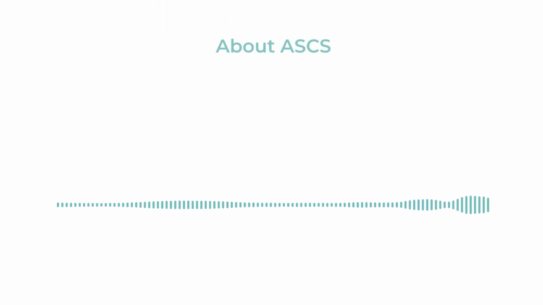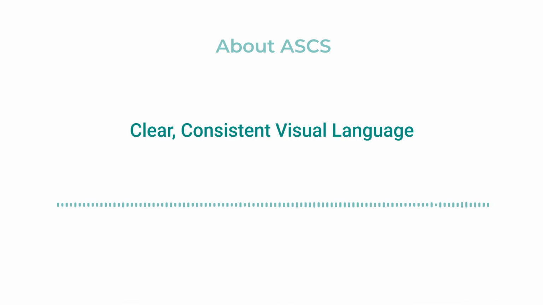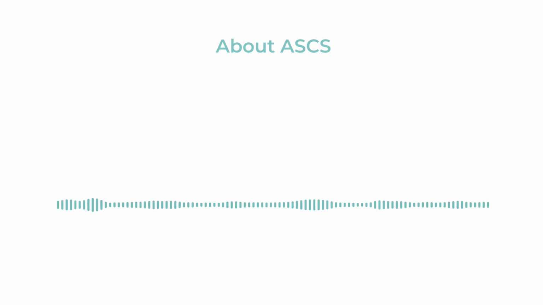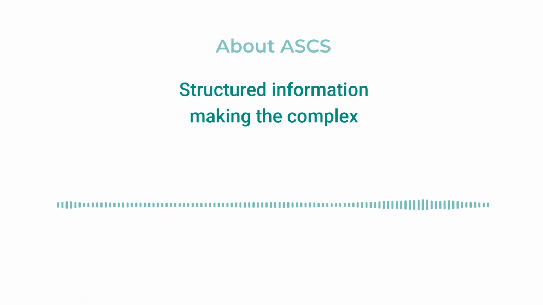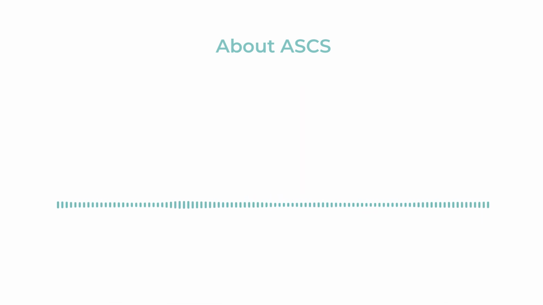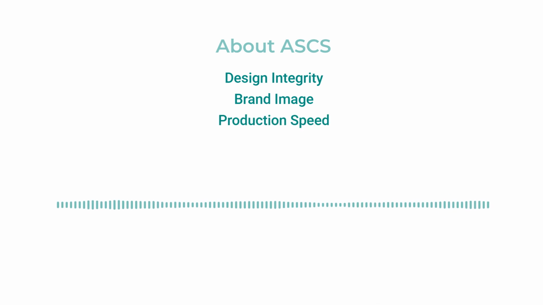So, wrapping up our deep dive here, the ASCS seam code system shows how having a clear, consistent visual language can change how an industry works. It's a powerful example of structured information making the complex manageable, making the intangible tangible. Yeah. And if you connect that to the bigger picture, it really underlines how focusing on foundational details, something as basic as a seam, can ripple outwards. Absolutely. It affects design integrity, brand image, production speed, cost, and ultimately the quality of the thing you buy and wear. It demystifies those technical details.